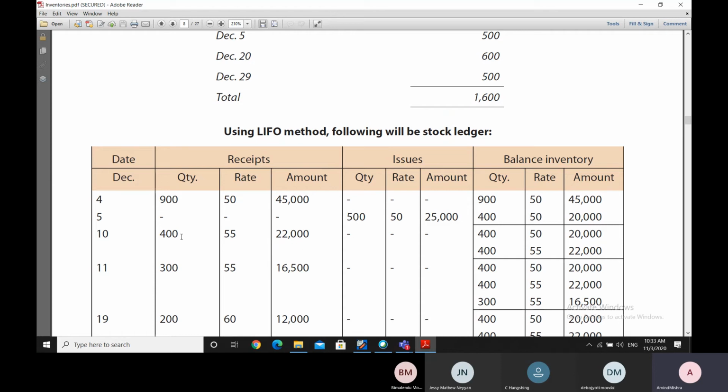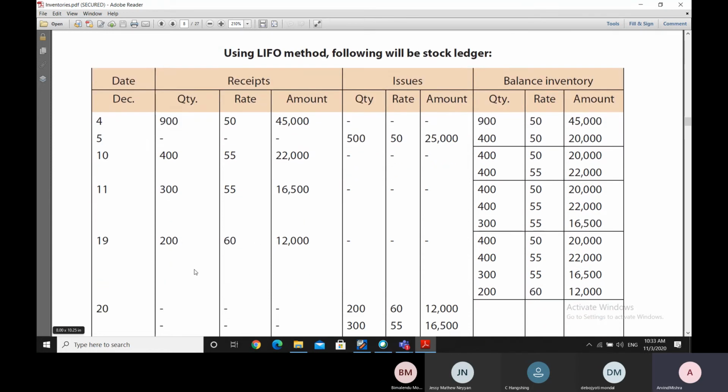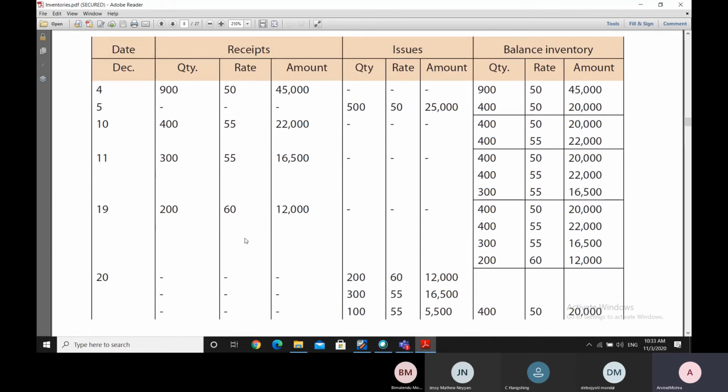Then we are getting a receipt of 400 items at 55 rate. We are also getting a 300 at 55 rate. We are getting a 200 items at 60 rate. Then we are issuing on 20th of December, we are issuing 200 items. So when we are issuing these 200 items, we are taking this last rate of 60 and not the first rate of 50. In FIFO method, we would have taken the first rate, but here in the LIFO method, we are taking the last rate as 60. So 60 is being written here.